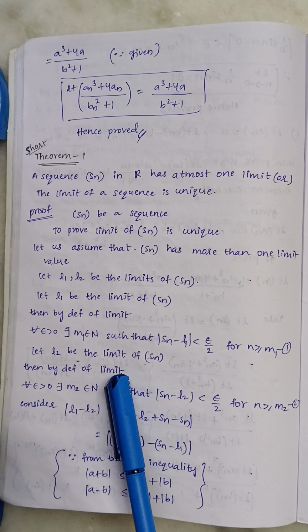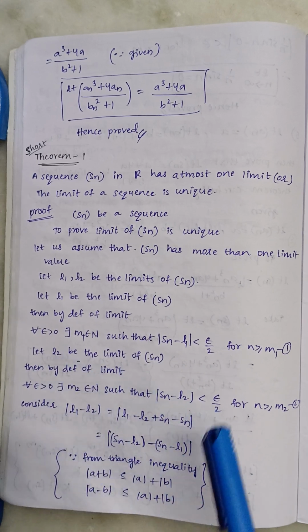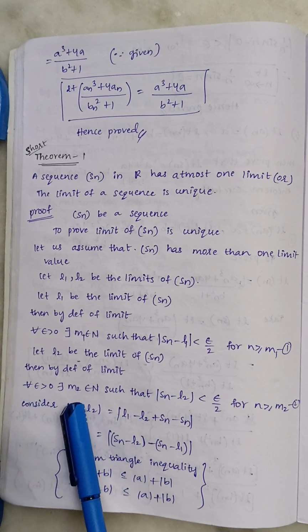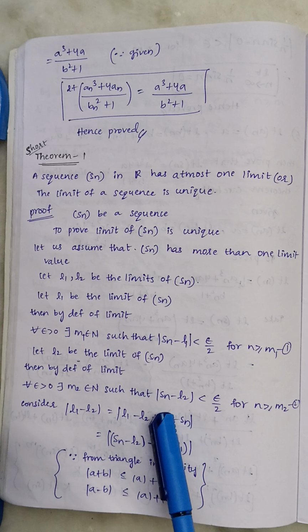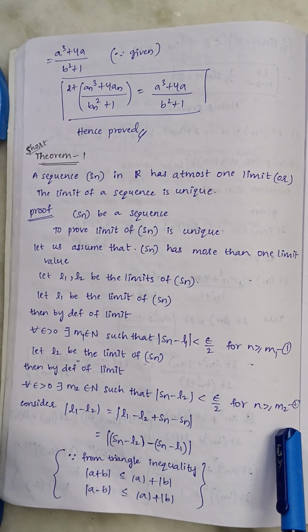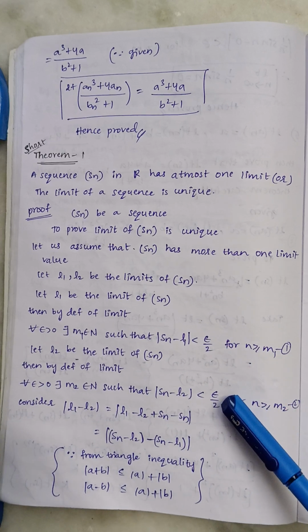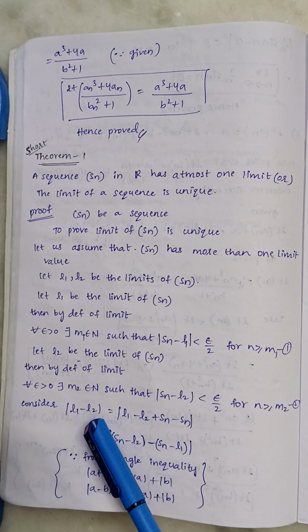So what is the definition for the limit of Sn? Modulus of Sn minus L2 is less than epsilon. Here also, for all epsilon greater than 0, there exists m2 in the natural numbers such that modulus of Sn minus L2 is less than epsilon for n greater than or equal to m2. Why are we taking epsilon by 2? We will discuss later.